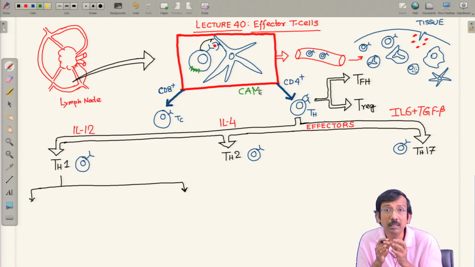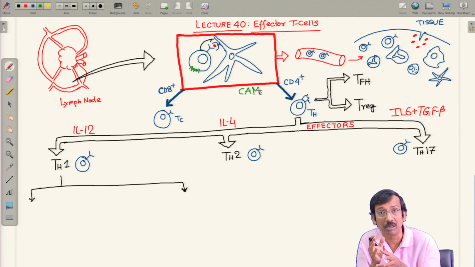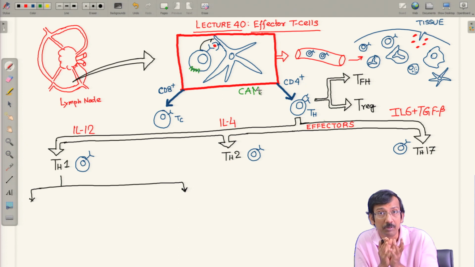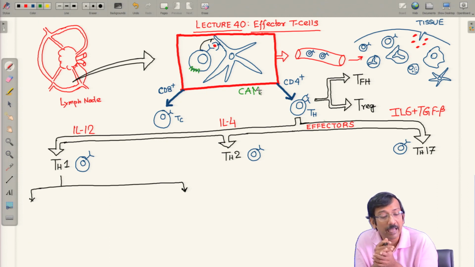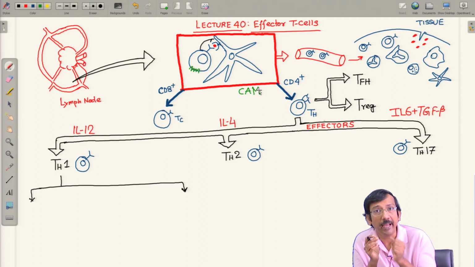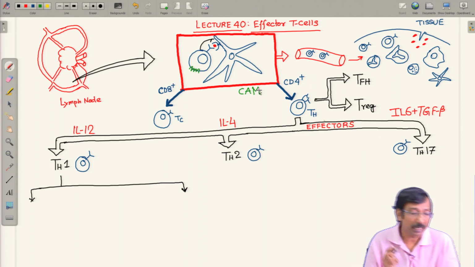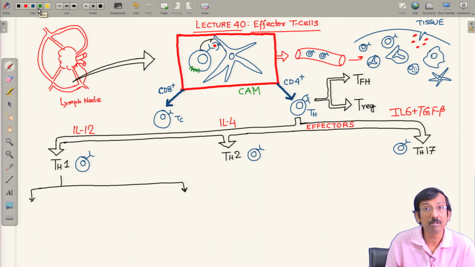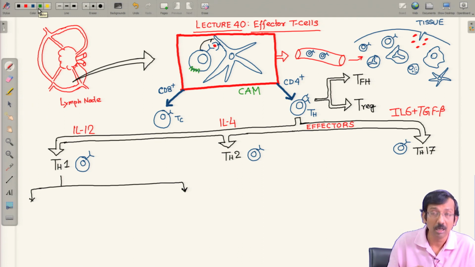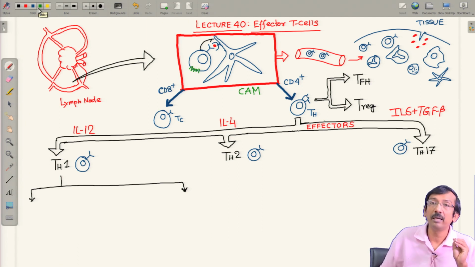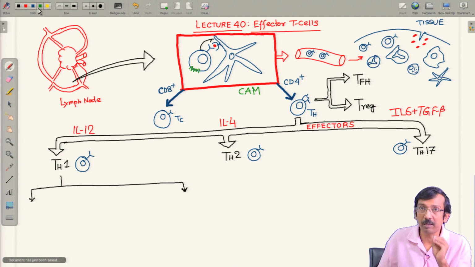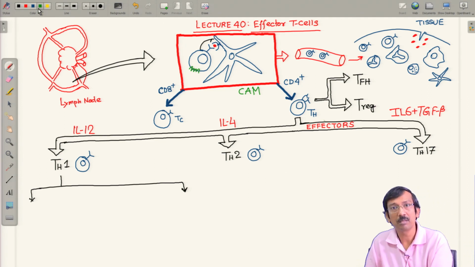So, they are basically the helpers in migration, and these matured, finally differentiated cell types, the developed effector T cells, can express different types of CAMs on their surfaces, as well as different types of chemokine receptors. We will discuss what chemokines are. For the time being, let us understand from the name that chemokines are chemoattractants. That means they attract some cell types.